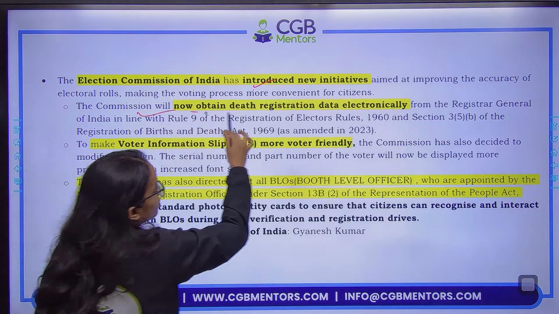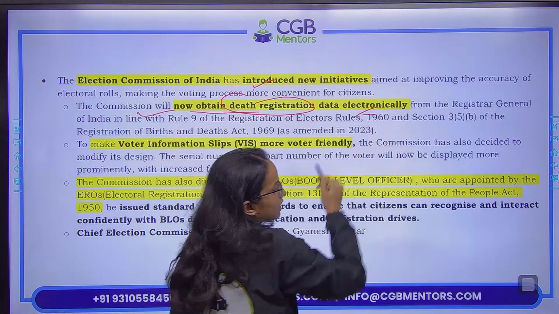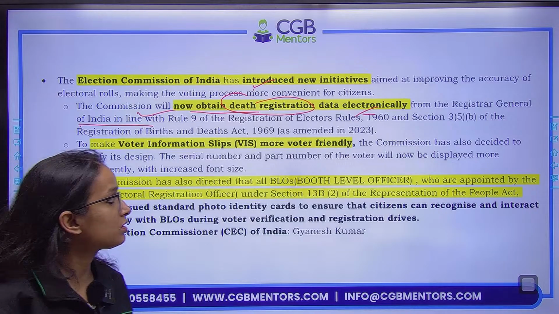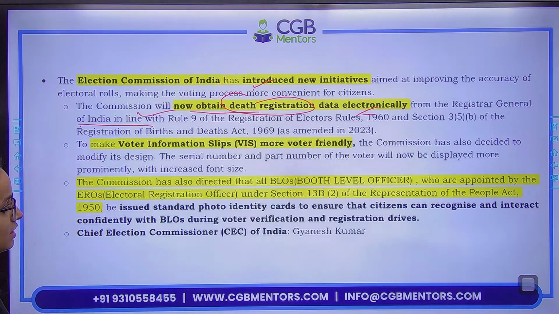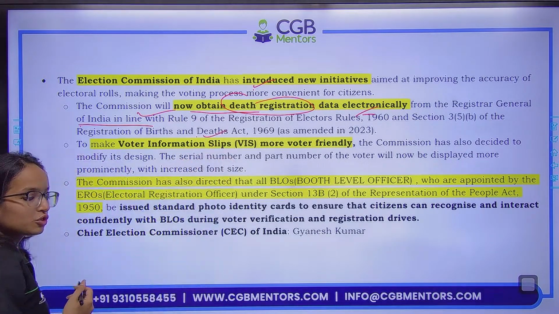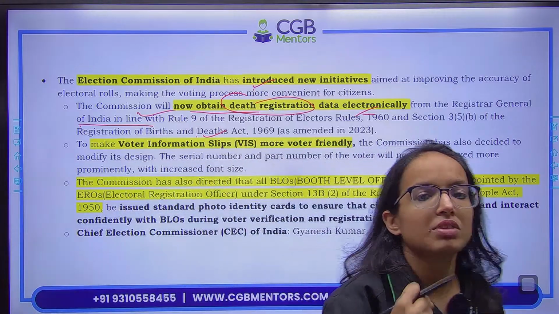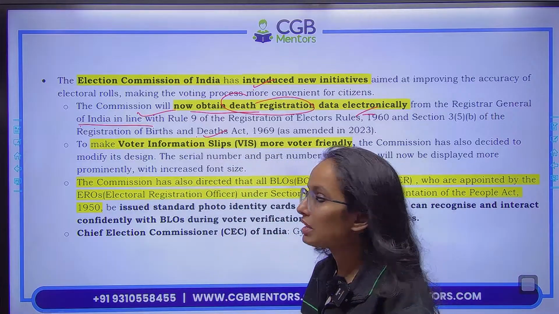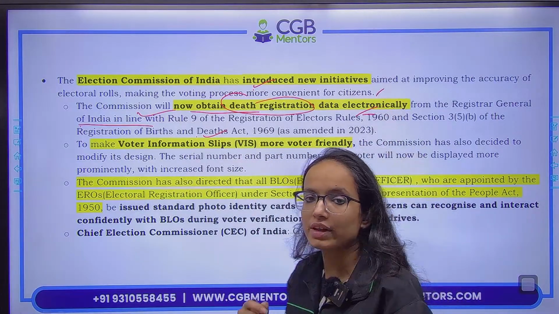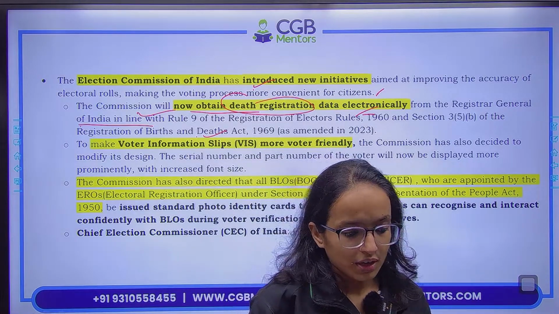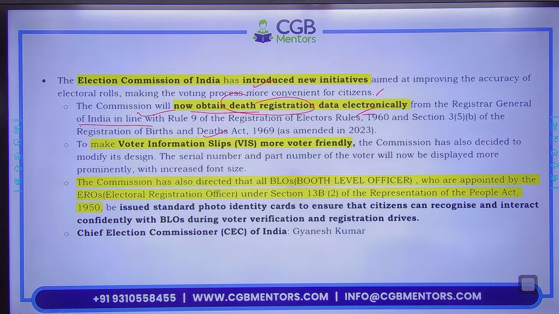the Commission will now be obtaining death registration data electronically itself from the Registrar General of India in line with Rule 9 of Registration of Electors Rule 1960 and Section 33 Clause 5 Subclause B of the Registration of Births and Deaths Act 1969. So basically सारा data जो है अब electronically trace करेगा Election Commission, and the process will be very easy and, to be clear, very seamless, right? So also, when everything happens to be online, it becomes easy for the citizens as well to access these data. Okay, so the death registration data जो है वो ECI electronically fetch करेगा.